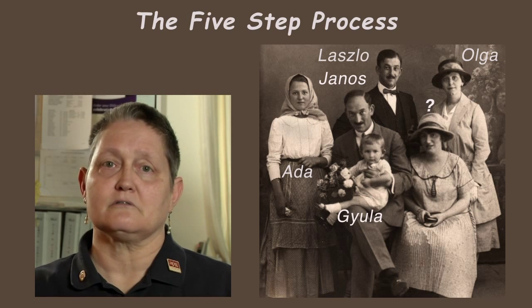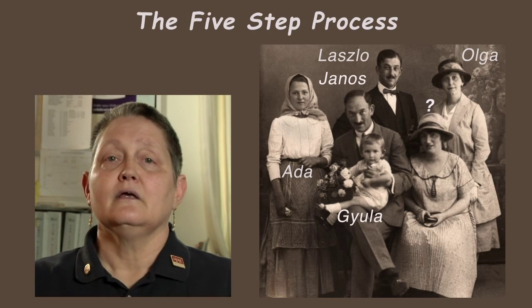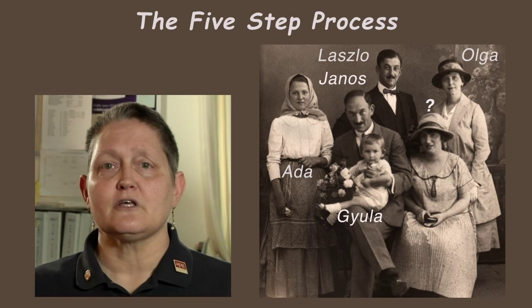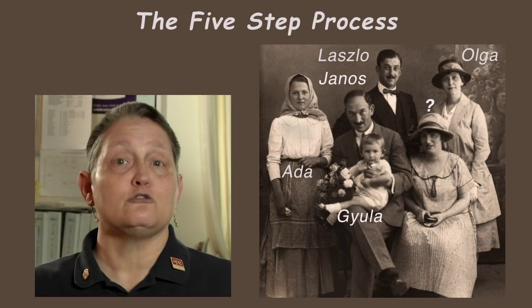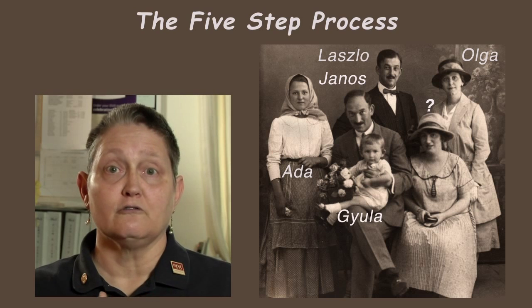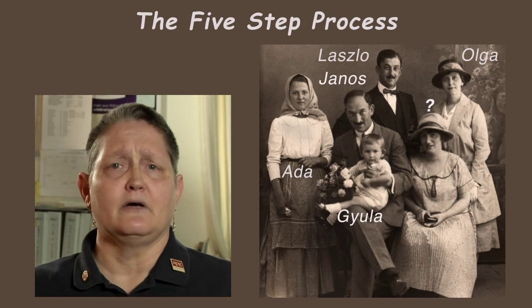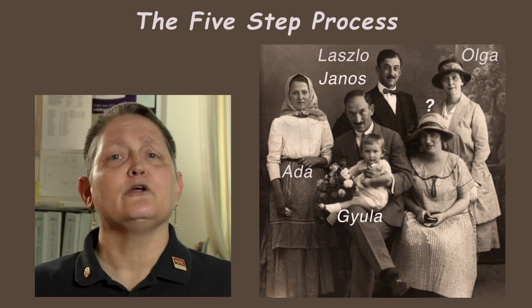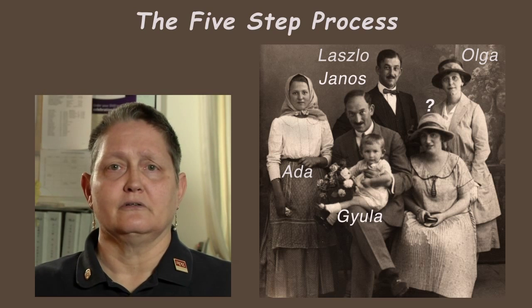a blank, such as great-grandmother's name, we move into what's called the 5-step process. The first step is figure out what it is that you don't know, that you are looking for. Let's say great-grandmother's birthday. Then the next question is, where are you going to find this information?